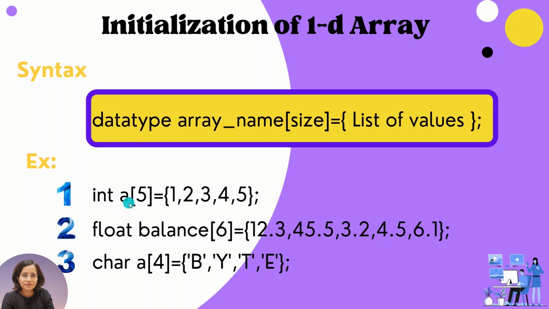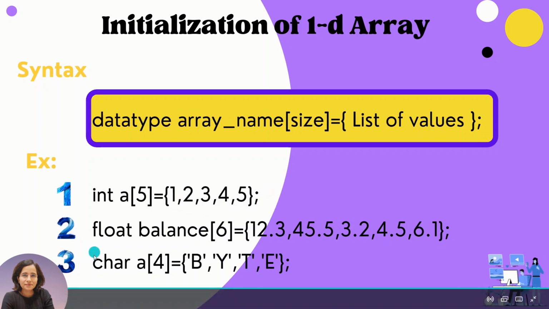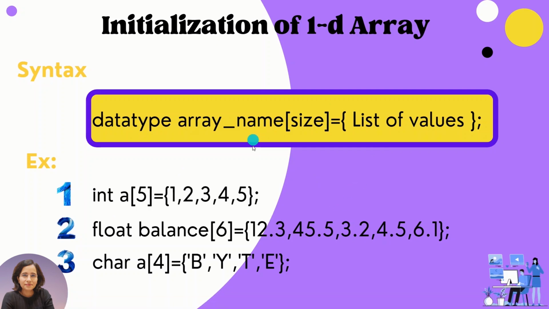Let's consider some examples to clear the concept. In the first example, I am declaring an array of integer. The size of the array is 5. So you can see here I have considered some random values separated by commas and then followed by a semicolon. If it is a character array, you can specify one character, each enclosed in single quotes and separated by commas. So in this way we can initialize the values at the time of declaration, but we don't have liberty for different values here.